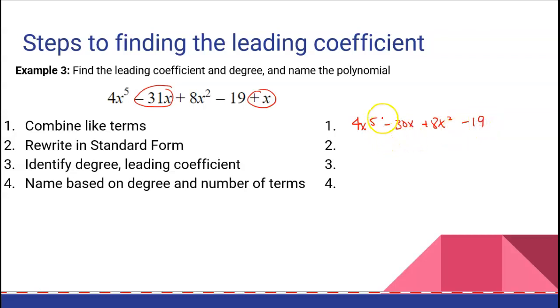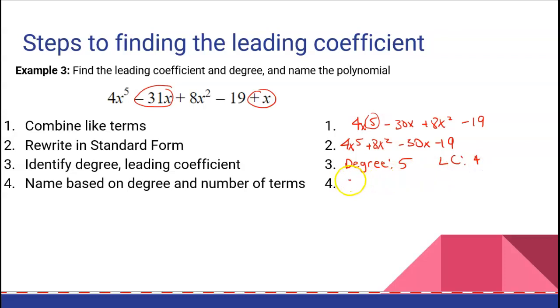Then I'm going to rewrite in standard form. I look for my highest degree. It looks like this 5 right here is my highest degree. And then I'm going to rewrite in descending order. So I have my 4x to the 5th. My 8x squared is next. Then I have my negative 30x minus 19. And the degree of my new polynomial expression is 5, and the leading coefficient is a 4.